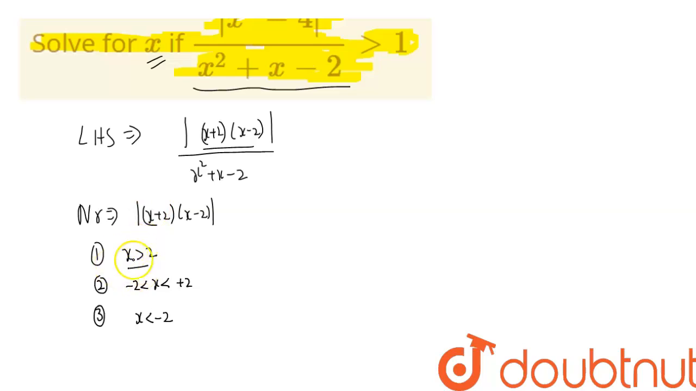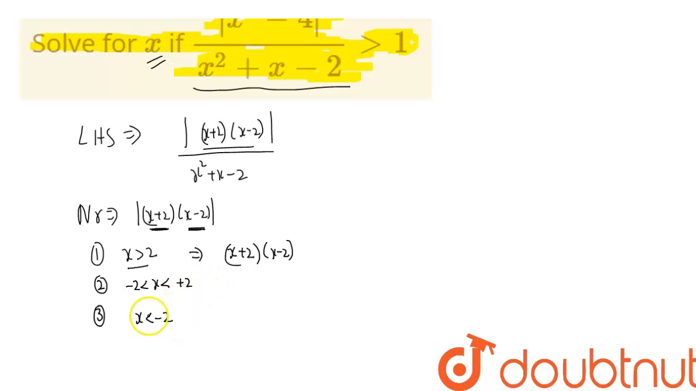In this first range we have x greater than 2. When x is greater than 2, we know that the first term is going to be greater than 0 and this is also going to be greater than 0. So inside this modulus we have a quantity greater than 0, and we do not need the modulus when x is greater than 2. We can write the numerator as x plus 2 times x minus 2, because this is a positive quantity and modulus is not required.